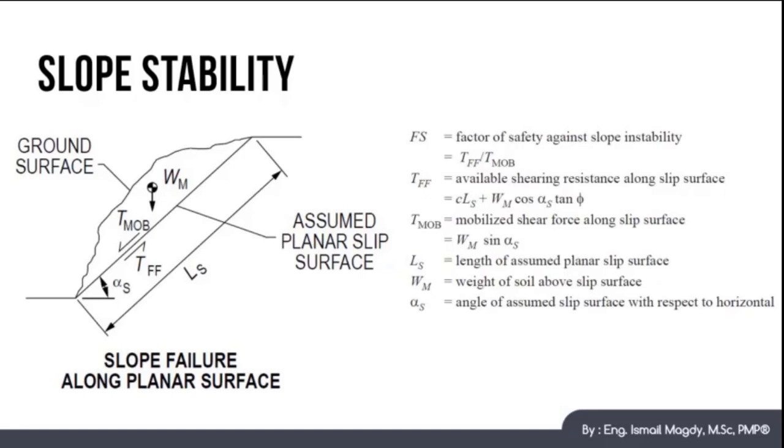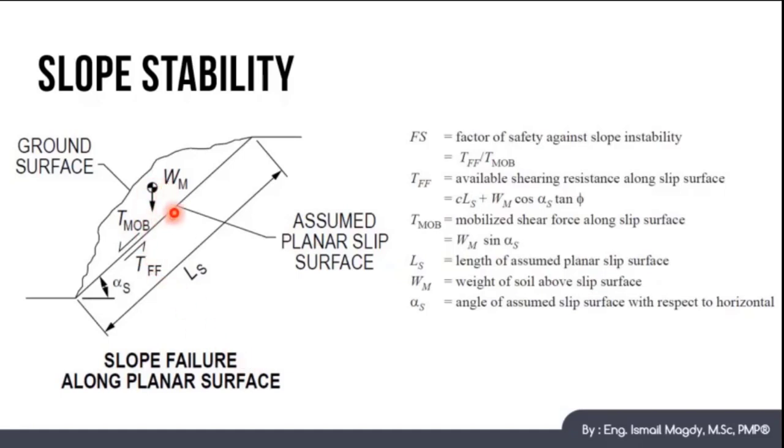In order to study the stability of any slope, we need to assume what we call a planar slip surface, which is the surface we want to check if the soil may slide on top of it or not. The angle between the horizontal axis and this plane is called alpha s. After that, we will deal with the problem as any mechanics problem for friction force.